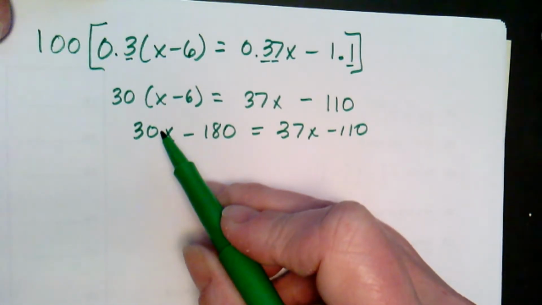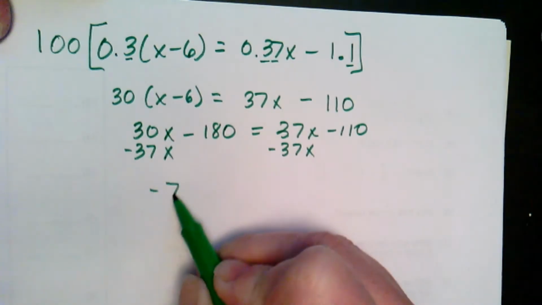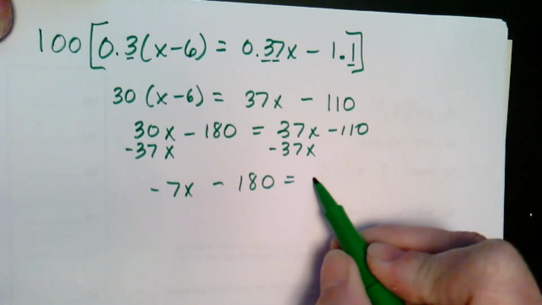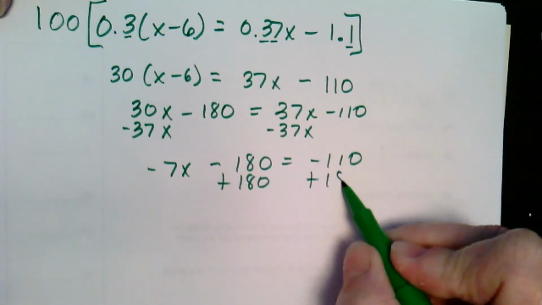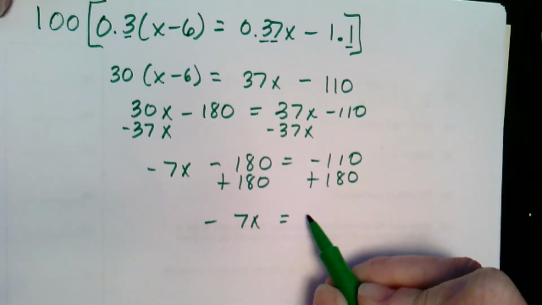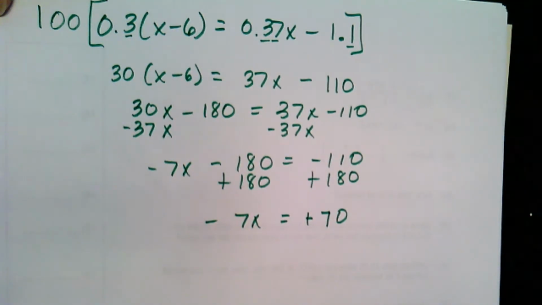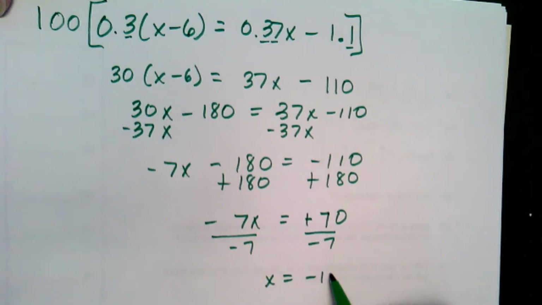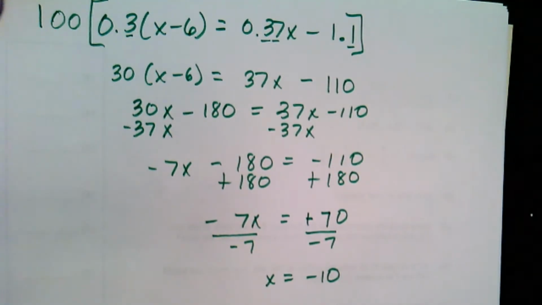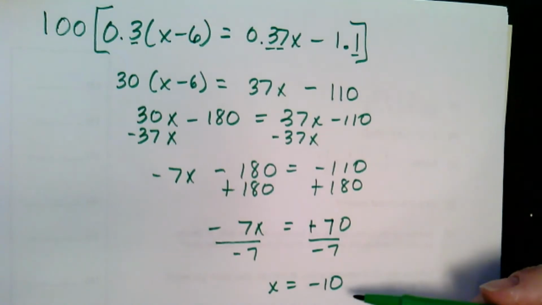Now I have a variable and a constant, so now we're going to subtract our x's from one side. Add 180 to both sides. Upside down, minus 70. Nope, positive 70. And our final answer is negative 10. Now, this would be a really good time to plug it back in just to make sure it works, because we did a lot of stuff.